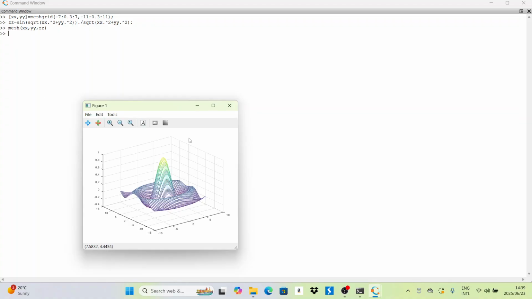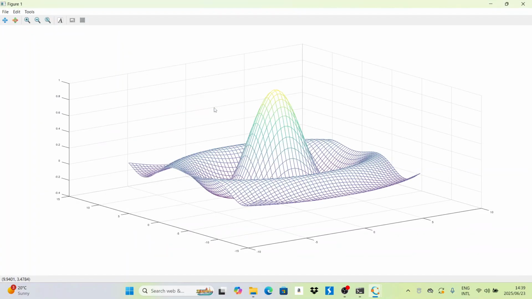There's our mesh. Then we have solved our equation with a mesh. This is a nice mesh. Right, the meshgrid and our mesh here. So we've solved this equation using a mesh.